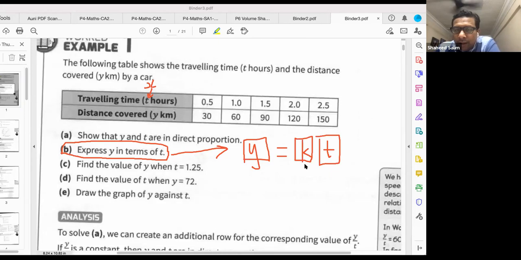So now can you find what is K? In order to find the K, you have to try question number A. In fact, you can just put in the value here and you can get it. You can find the K. Find the K.